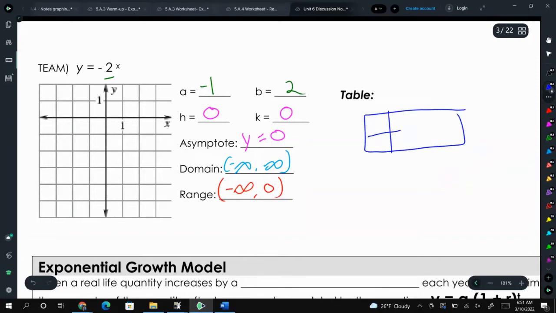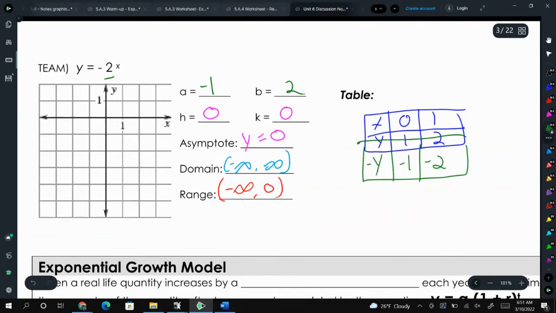So here's our table, x, y, 0, 1, and 1, b, 2 in our case. And then that third row where we multiply everything by -1. So now look what happens to our graph. We have 0, -1, and 1, -2. So our graph actually goes like this.